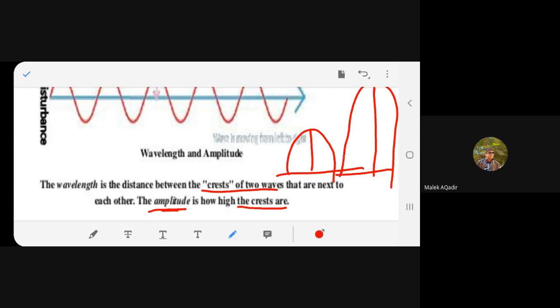Hello? Boys, do you get me? Yes, ma'am. It all depends upon how high the wave is. If the wave is very high, the amplitude is big. If the wave is small, the amplitude will be small. See, this is a small wave, amplitude is small, and here the amplitude is so big, isn't it? It depends on the height of the wave. You got it? How high the crest is. So all these are crest, remember. This is crest. Okay?